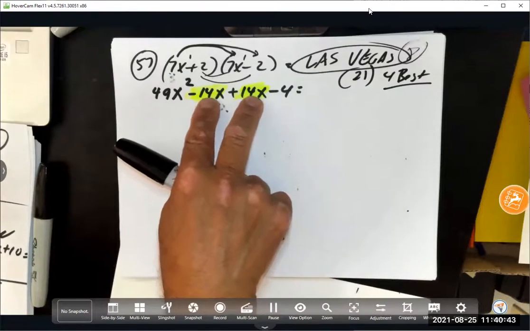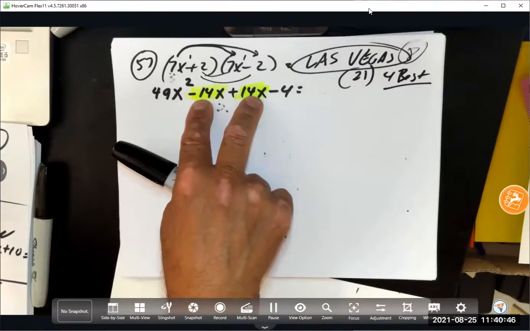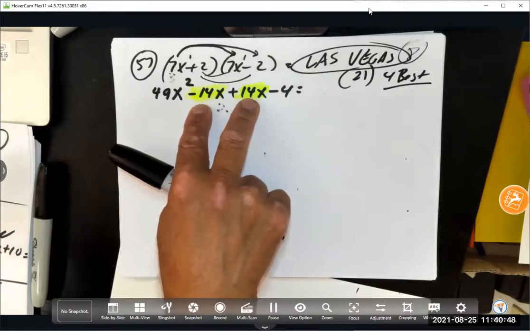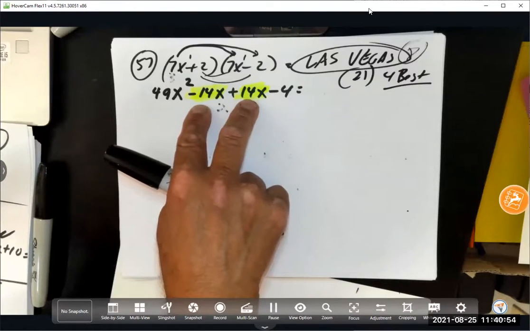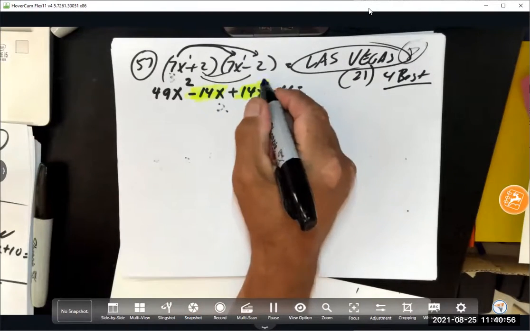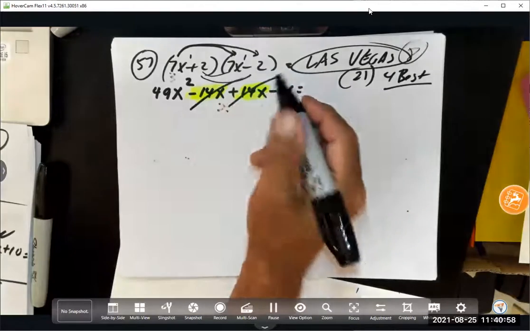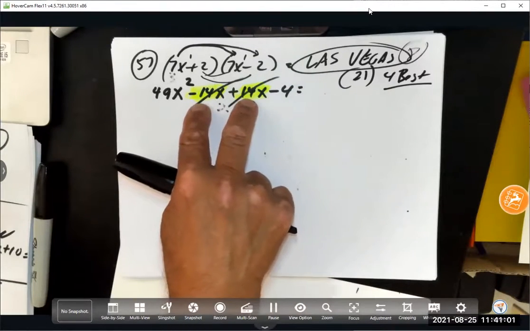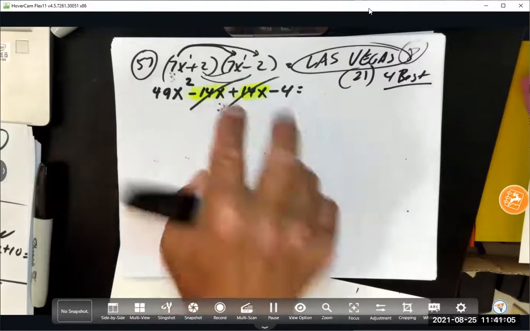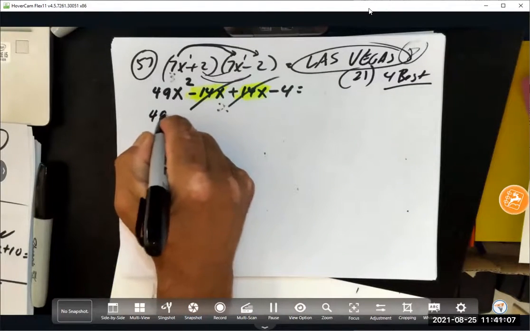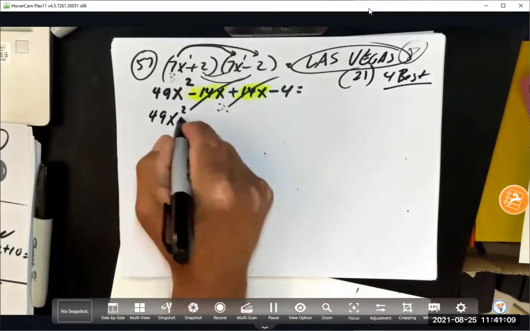What happened to these numbers in the middle? They go 0. Yeah, because you won 14,000. You had a bunch of hundreds all over your pockets. The next day, you went to the poker tables, you lost it. So that means that this is gone. Everybody okay with this? Yes. 14, take away 14 is 0, it's gone. So what I left over is 49x squared minus 4.